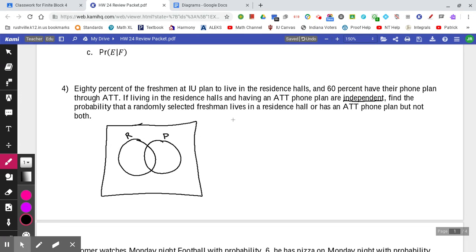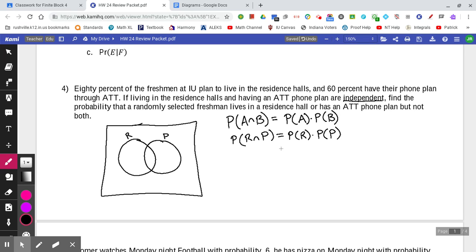You don't have to have it memorized, but that formula for independence says that the probability of the two events, A and B, or I guess in this case I could replace that with R and P, is: the probability of A and B is equal to the probability of A times the probability of B. So in our case, this would be the probability of living in the residence hall and having that phone plan through AT&T is equal to the probability of living in the residence hall times the probability of that phone plan.